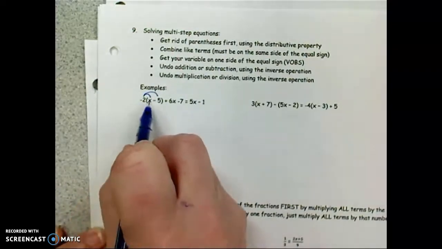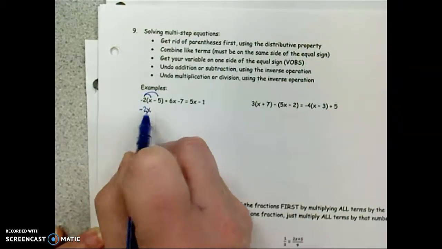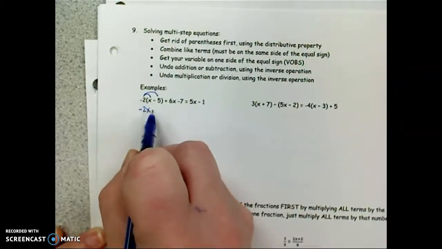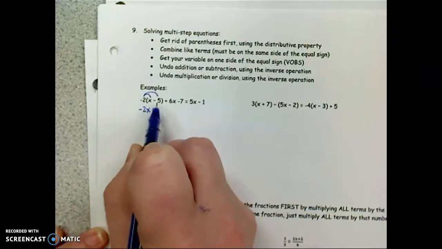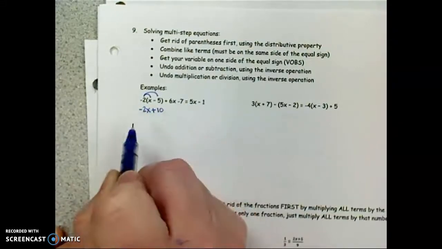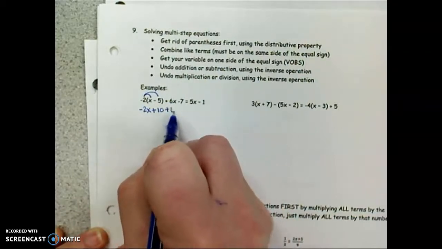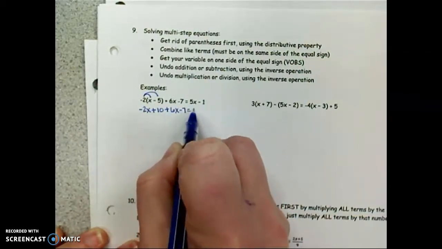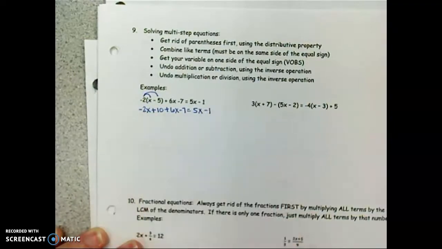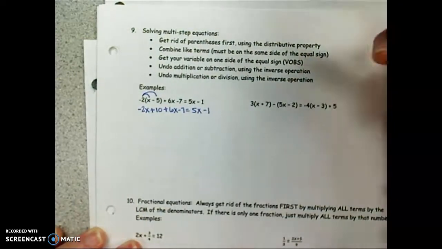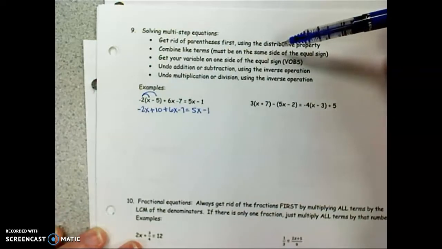So negative 2 times x is negative 2x. Remember, a negative times a negative is positive. Negative 2 times negative 5 is positive 10. I'm just going to bring the rest of the problem down. Some of you are trying to skip this. You cannot skip steps. So we're going to bring all of the rest of the equation down. So we did the first step. We used the distributive property to get rid of the parentheses.